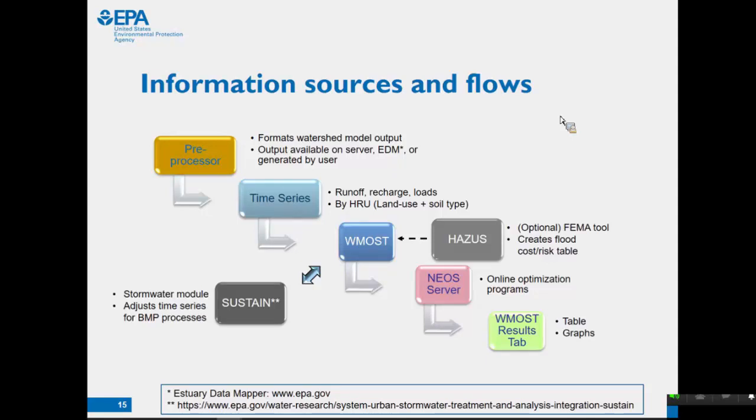WMOST interacts with EPA's SUSTAIN tool behind the scenes in the stormwater module, and basically this adjusts the time series for BMP processes, accounting for reductions in runoff, increases in recharge, and reductions in pollutant loads. If you're using the flood module, you can create outputs from HAZUS and import those into WMOST. Once you have the problem set up in WMOST and have run the optimization, you generate output files that are uploaded to the NEOS server, which provides online optimization programs. The output from that is then imported back into WMOST to go to the results tab and displayed in a series of tables and graphs. So for the next several slides, you'll see different portions of this flow diagram highlighted so you can see where we are in the process.